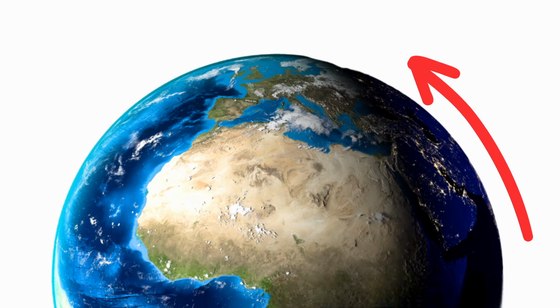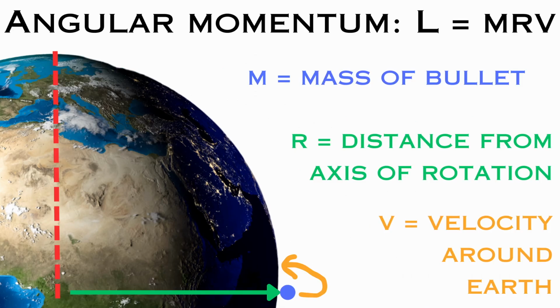Now, an interesting thing happens when we take into account gravity and the curvature of the Earth. If we fire that same bullet, now viewed from the side, and it goes so fast that gravity pulls it toward the Earth but it doesn't hit the ground, kind of like a satellite in orbit, the principle of conservation of angular momentum comes into play. Angular momentum is described by this equation, where m is the mass of the object, r is the distance from the axis of rotation, and v is the velocity around the axis of rotation.